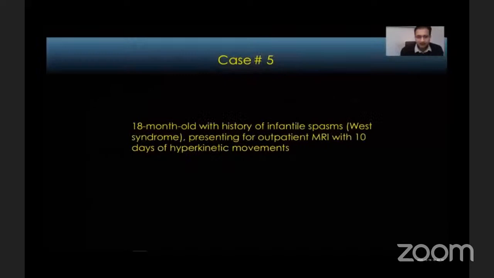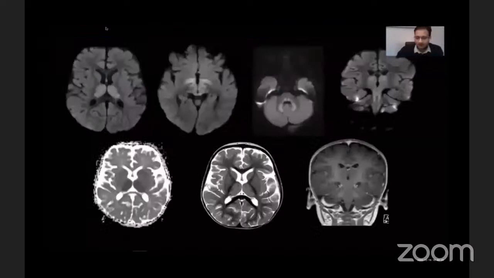Next case, case number 5, is an 18-month-old child who had a history of infantile spasms or West syndrome, who presented for an outpatient MRI with about 10 days of hyperkinetic movement. On the diffusion-weighted images, we see these bilateral areas of diffusion restriction within the thalami, also with some involvement of the midbrain. There is involvement of the central tegmental tracts of the pons and also the cerebellar white matter. You can see the pattern of involvement of the deep nuclei and the brainstem on this coronal DWI image.